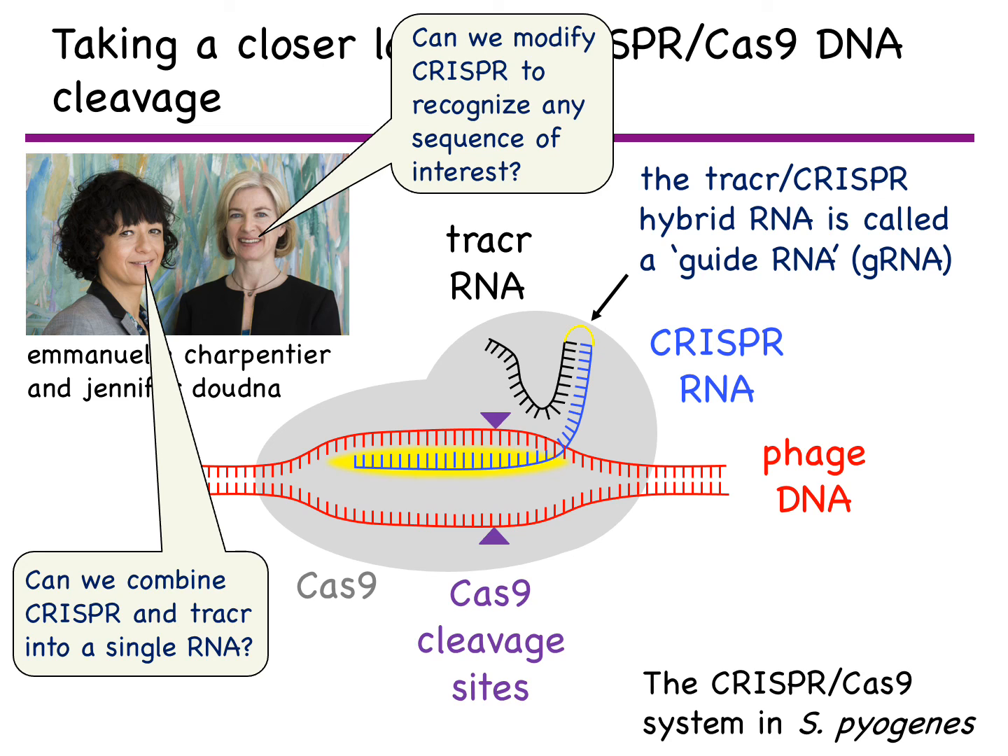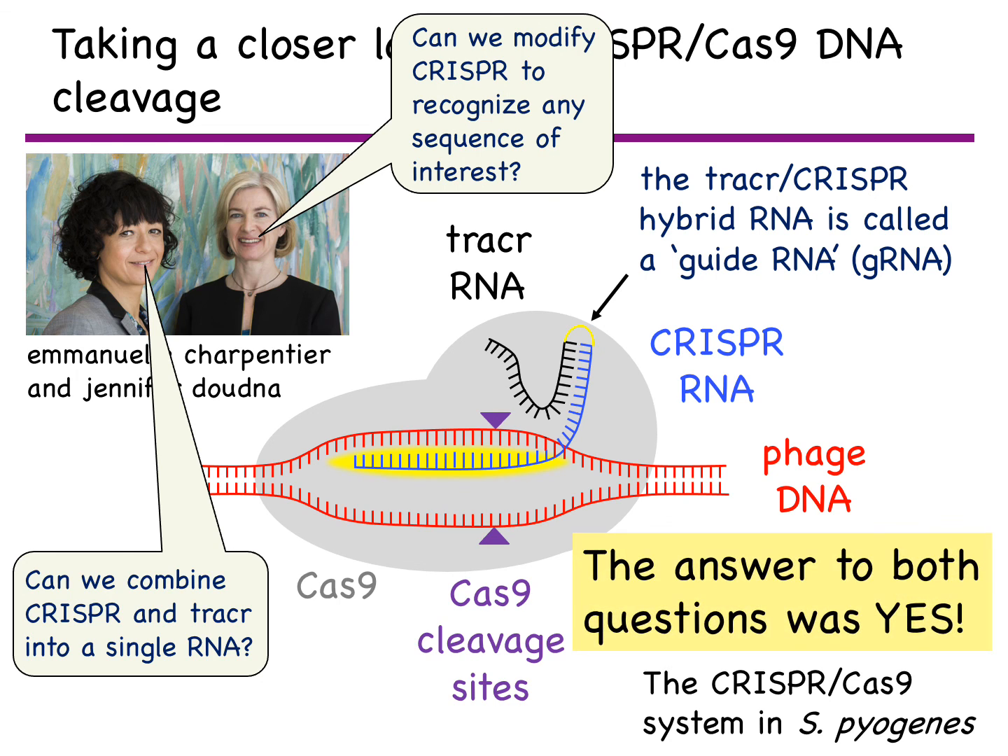So the tracer-CRISPR hybrid RNA is called a guide RNA, or gRNA. That's the term I'll be using in the remaining slides. And it turns out the answer to both of these questions was yes, you could do these things and the system worked. So basically, you can design the CRISPR RNA to correspond to any sequence of interest, and in complex with the Cas9 protein, it'll deliver the CRISPR RNA to any sequence of interest, and it'll cleave at those sites. So now on the next slide, I'll describe a couple of approaches people are using to use the CRISPR system.